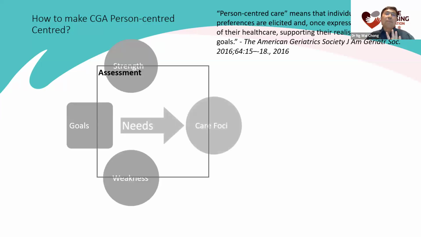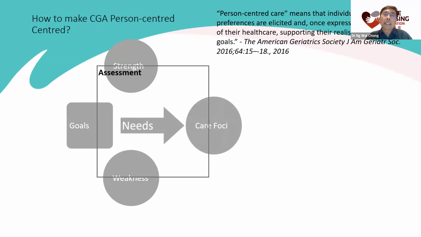So with the assessments, we cannot just be assessing weakness, limitations. We must also assess what's the strength and resources, because we have to make use of their strength to overcome their own weaknesses in order to achieve the goal. So the goal has to be established by the patients and the families. Of course, as professionals, we also need to recommend and guide. Then you identify care foci.